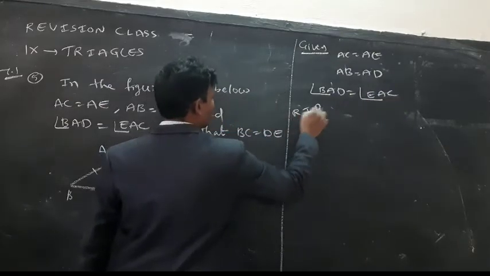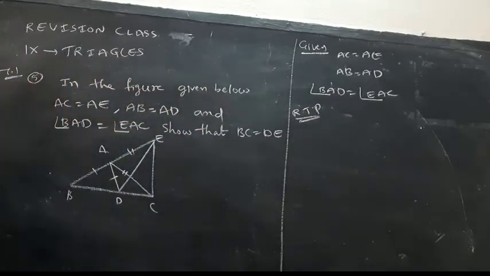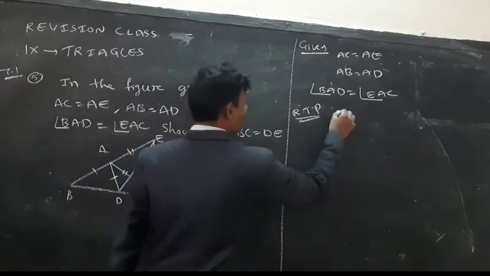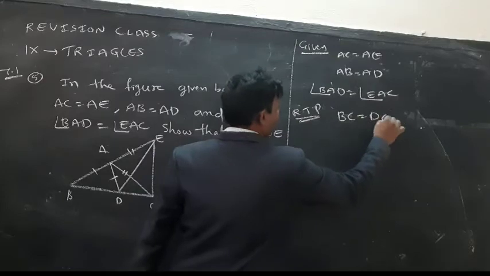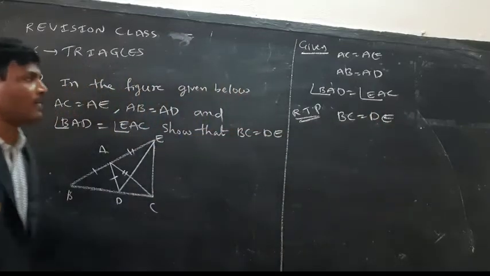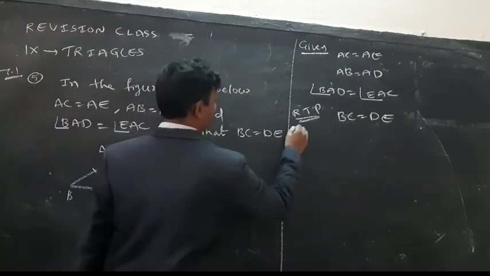Required to prove. What do you have to prove here? BC and DE both are equal, you have to prove. BC is equal to DE. Next, the proof.